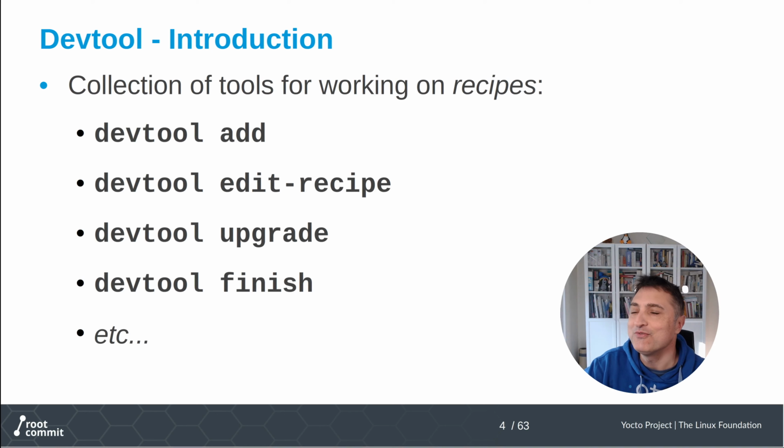So let's start with an introduction to Devtool. So Devtool is a collection of tools for working on recipes. You have Devtool add to create a new recipe based on sources, typically on the internet. You have Devtool edit recipe that helps you modify your recipe. You have Devtool upgrade that helps to upgrade a recipe versus some changes to your sources, typically a new version on the internet. You also have Devtool finish to save your changes when you are done and you want to save the changes to a layer.